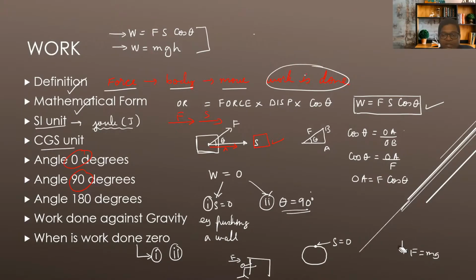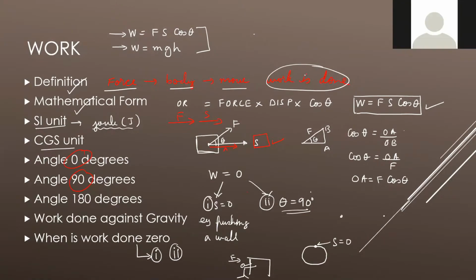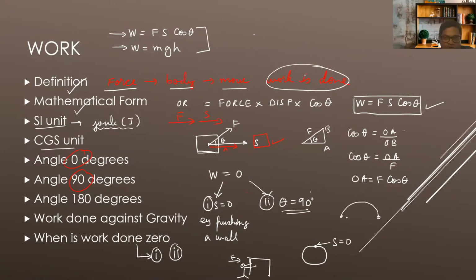If you are running on a circular track and you complete half a revolution, will your work done be 0? No, because your displacement will be equal to the diameter.